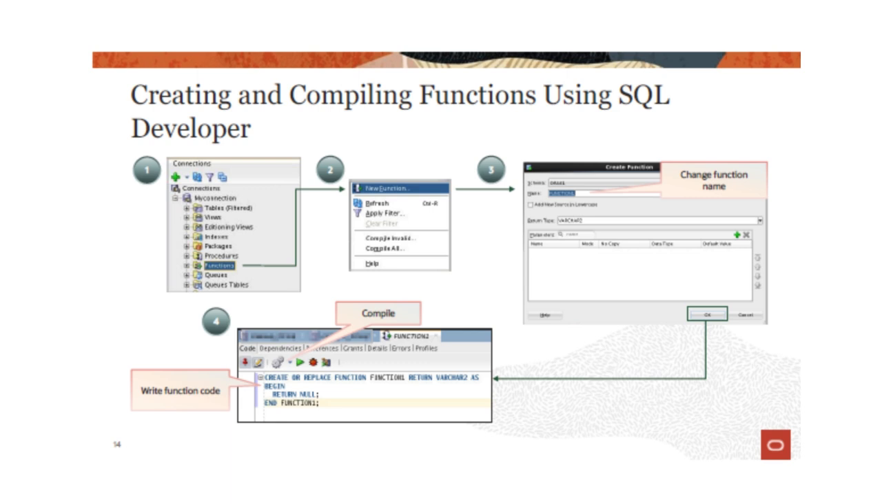1. Right-click the Functions node. 2. Select New Function from the shortcut menu. The Create PL/SQL Function dialog box is displayed. 3. Select the schema, function name, and the parameters list, using the plus icon, and then click OK. The code editor for the function is displayed. 4. Enter the function's code. 5. To compile the function, click the compile icon.